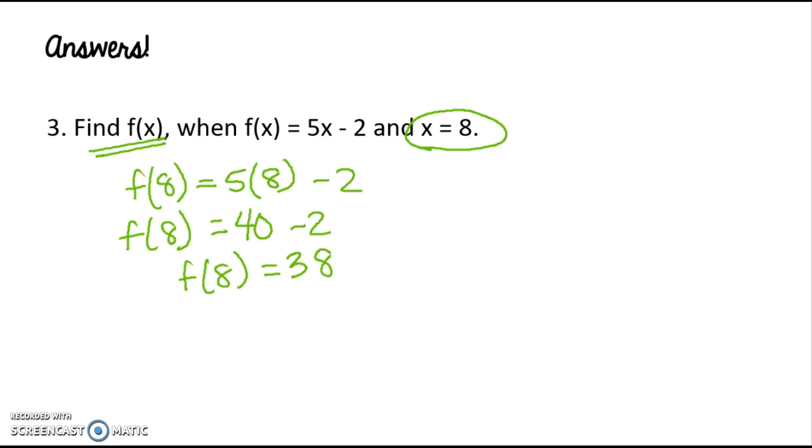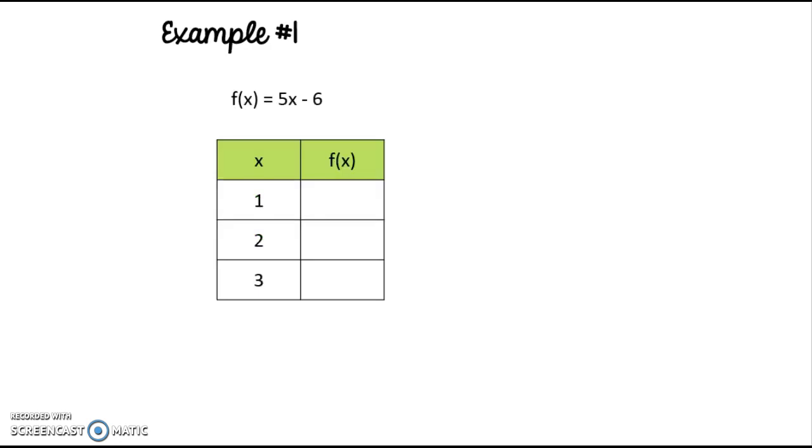38. So my ordered pair would have been 8, 38. All right, if you missed one of these, I encourage you to go back and try them again. And just make sure that we are very clear on how to do this.